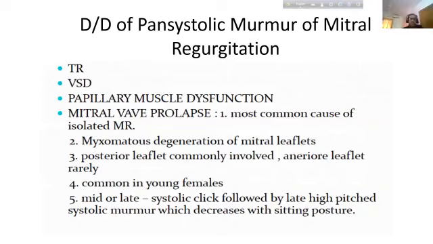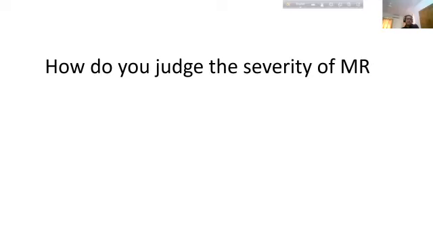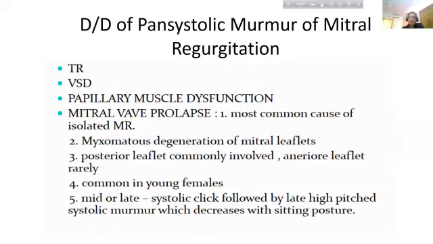And different causes of the pansystolic murmur are mitral regurgitation, TR, VSD and papillary muscle dysfunction. Mitral valve prolapse is the most common, especially in the female sex, and this is due to myxomatous degeneration of the mitral valve, already told by our first speaker. And here the systolic click is the hallmark for the diagnosis of mitral valve prolapse.